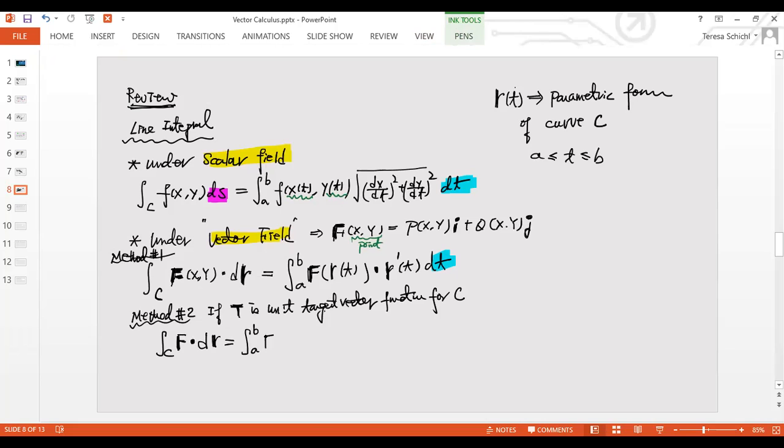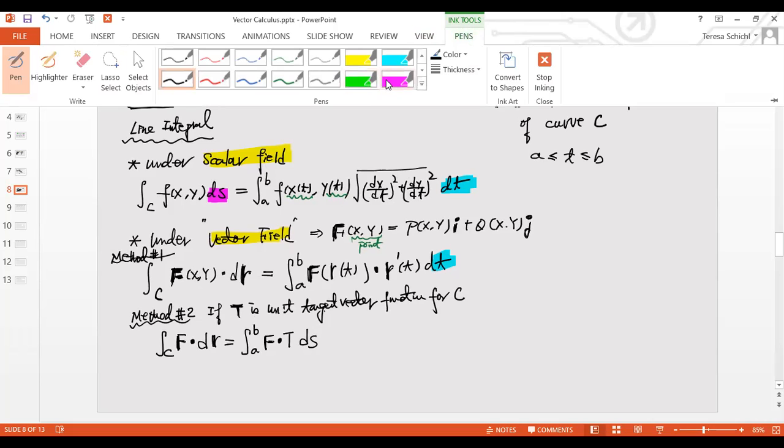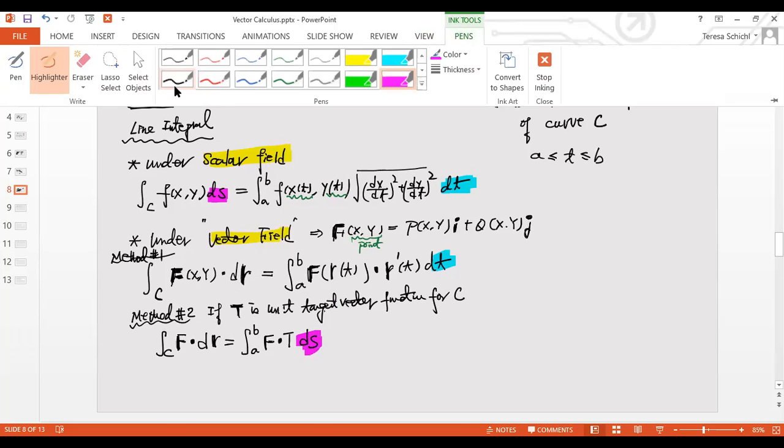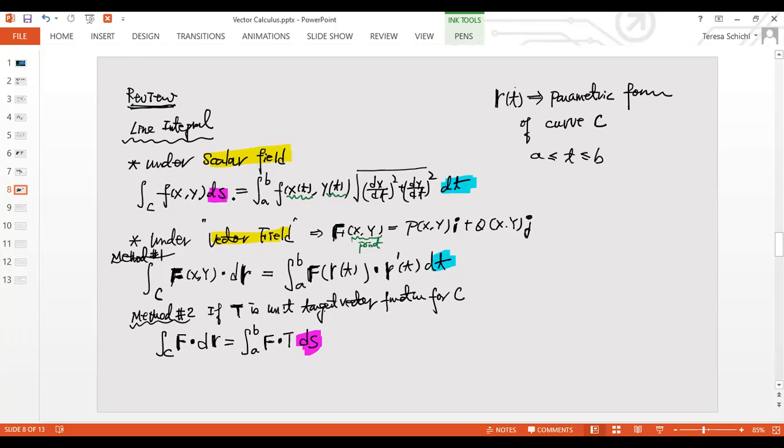So this is the F dot T here, but here I'm using the arc length. It's the same way as we did before. If you want, you can use the arc length. So what does this mean? Let's do a quick graph to show you.